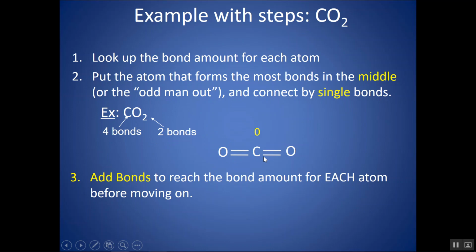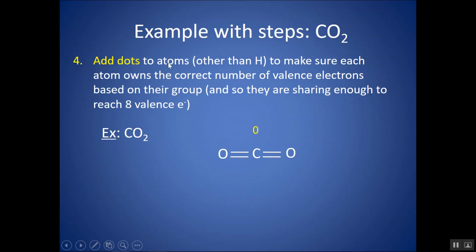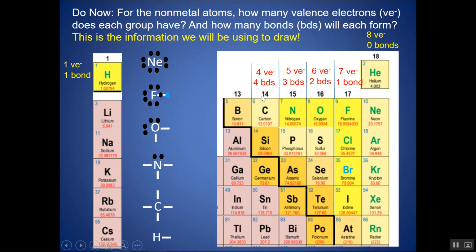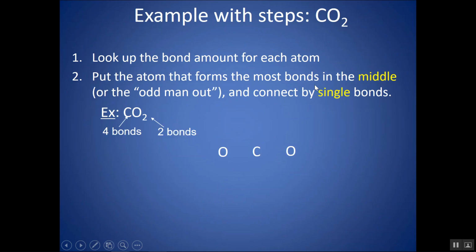So now that I've reached my bond amounts, I want to make sure I add dots to atoms other than H, these are not H's, to make sure each atom owns the correct number of valence electrons based on their group. So if I go back to my periodic table, carbon should own 4 valence electrons. It's going to be bonding so that it shares enough to get to 8, but it should still only own 4. And oxygen still should only own 6. So again, remember I said these are going to be the 2 numbers I use in drawing my structure.